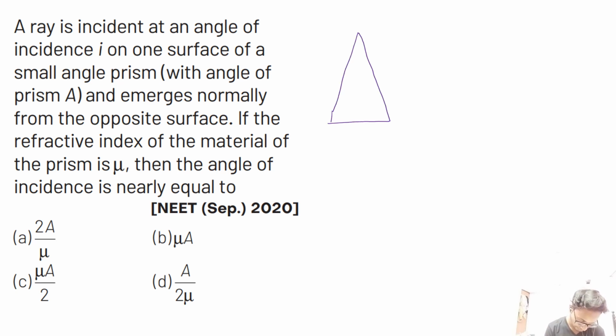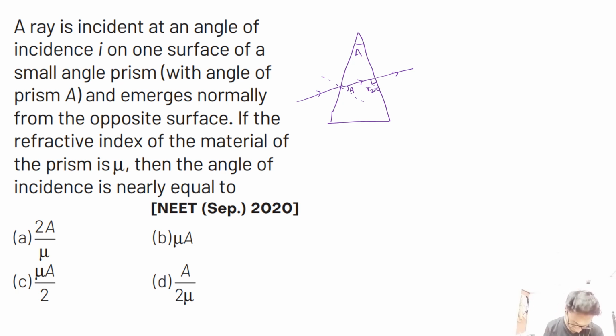This ray is incident at I, and it emerges normally. Normally means here this prism angle is 90 degrees. It emerges normally, so here R2 is equal to 0. So this R1 value, R1 is equal to A. Why? Because R2 plus R1 is equal to A.